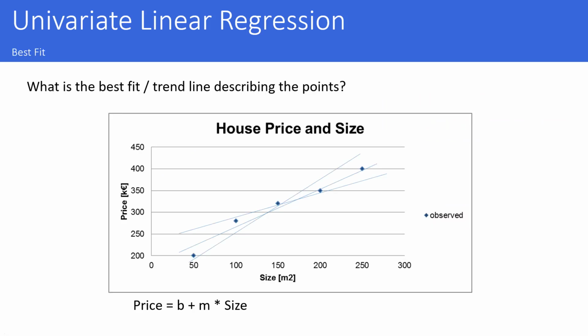But what is actually the best fit or the best trend line describing our observation points? Here you can see observations for houses with different sizes and the corresponding price. In blue you can see different lines that should fit the data best. But which one is the right one? Let's find out.